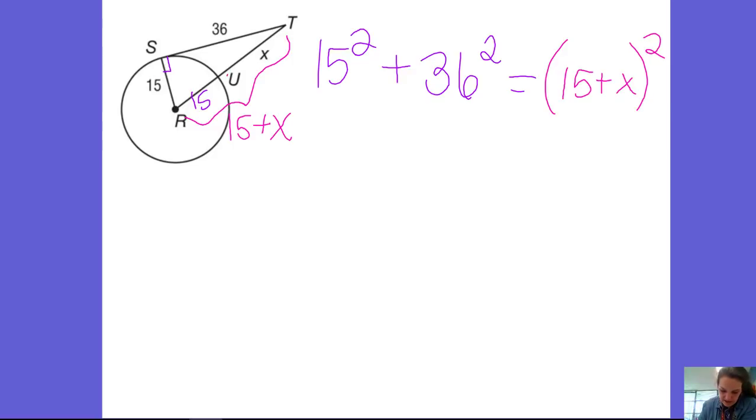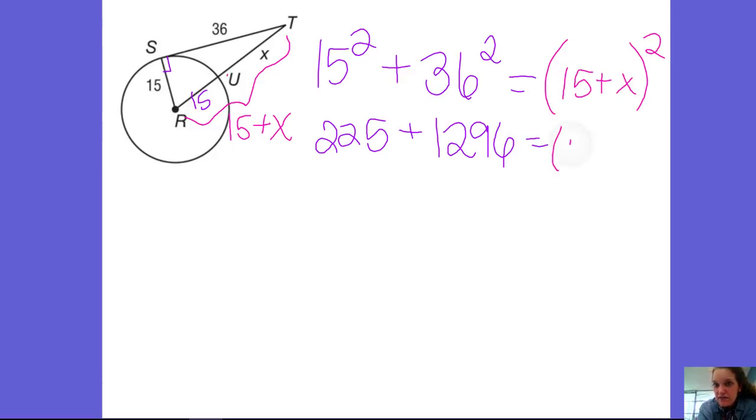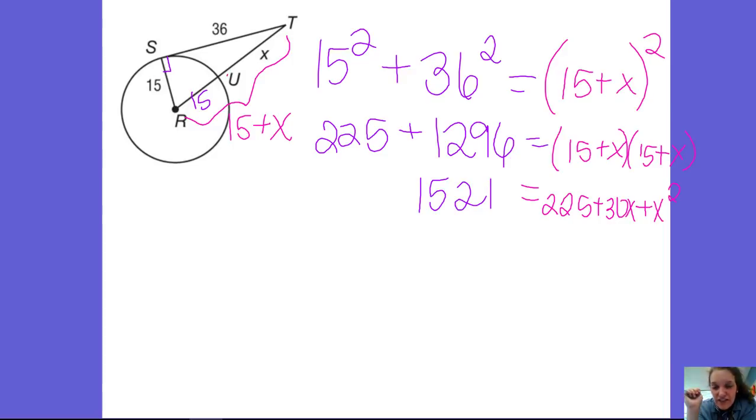15 squared is 225, and then 36 squared is 1,296. And then here's the kicker. I am going to FOIL 15 plus x squared. So 15 plus x times 15 plus x. 15 times 15 is 225. 15 times x plus 15 times x, that's plus 30x plus x squared. So that's the kicker. You gotta FOIL those. And then 225 plus 1,296 is 1,521.